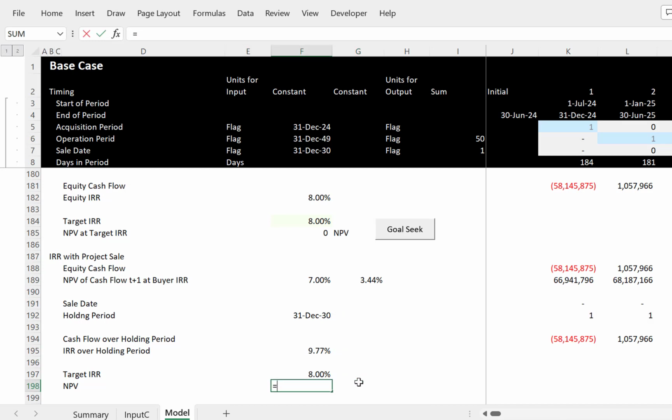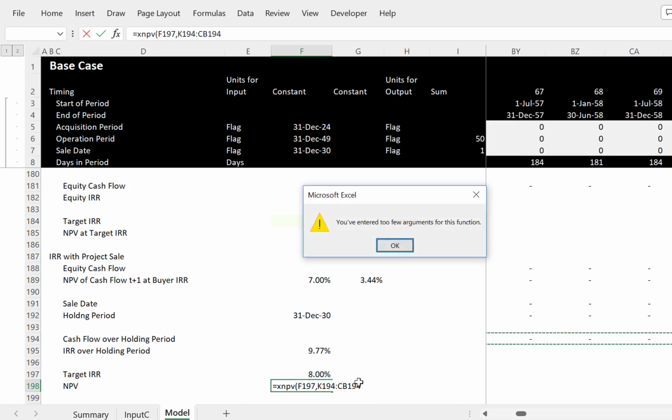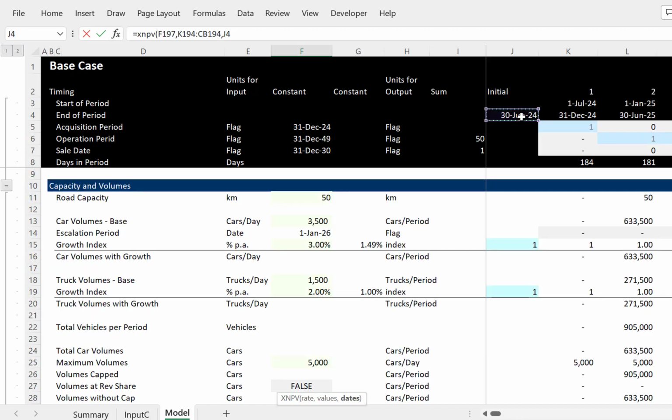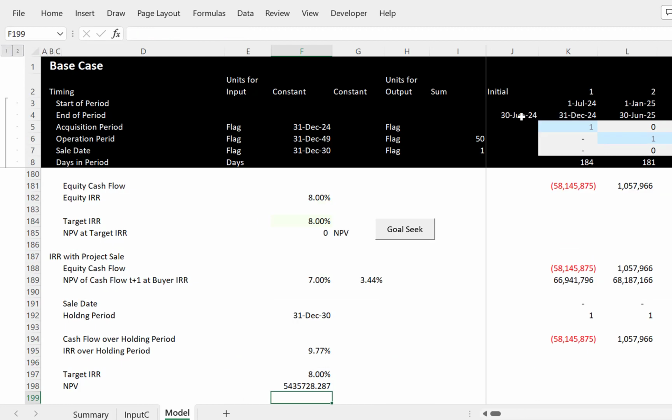Equal XNPV of 8%, and obviously the NPV will be positive. And of course, I didn't put the dates in. Okay. It's so good to get finished with this horrible nightmare. Okay, Shift Control W, and then let's put NPV sale.